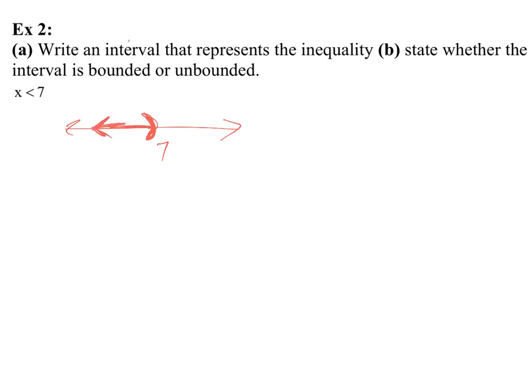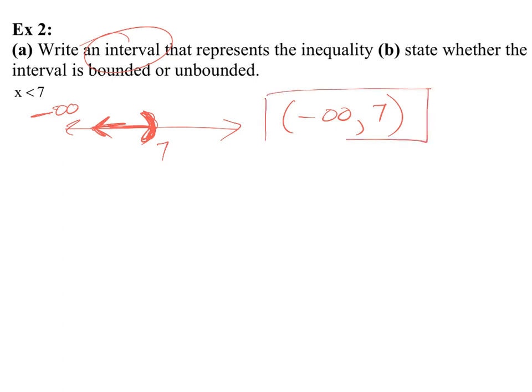Using interval notation, where am I starting from? Well, I'm going over here to -infinity, and then I end right here at 7. But it does not include 7, so parentheses. Now with infinity, you will always use parentheses. So there's my interval notation. And it goes forever in one direction to the left, so this one is also unbounded.